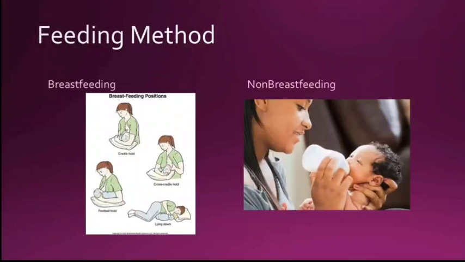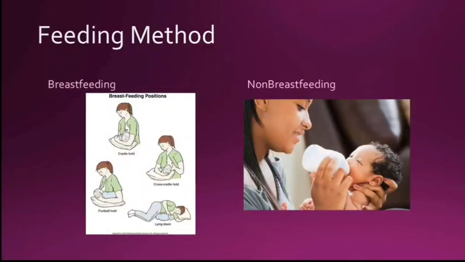Your babies that are bottle fed do tend to go a little bit longer in between feeds because they're typically going to have to process that a little bit more. Breast milk's already processed for them. So your non-breastfeeding babies are going to usually eat about every 3 to 4 hours. So those are the big things with your non-breastfeeding babies.